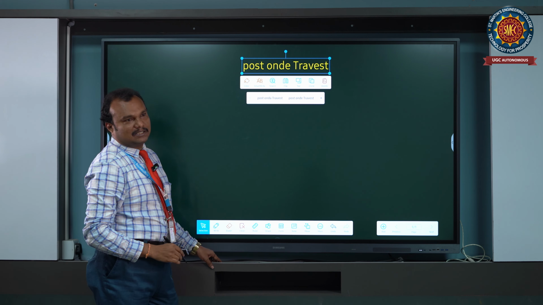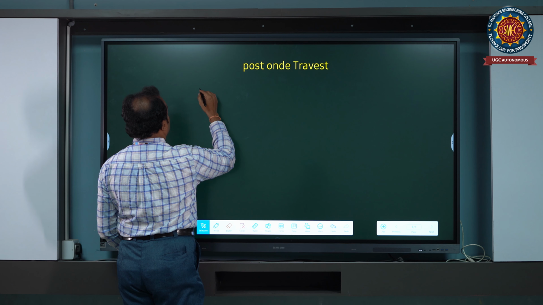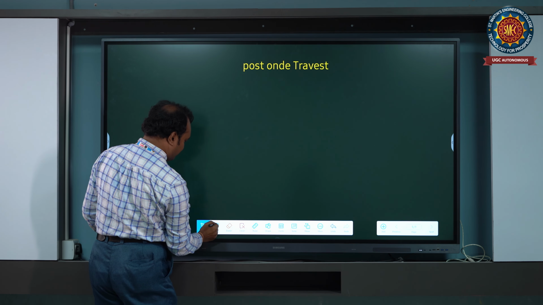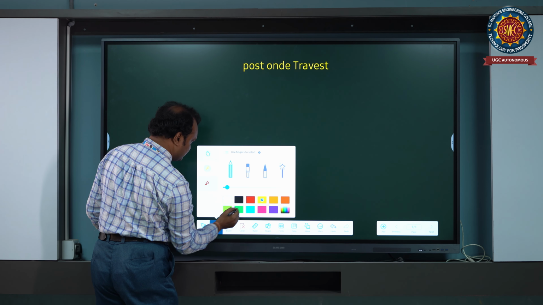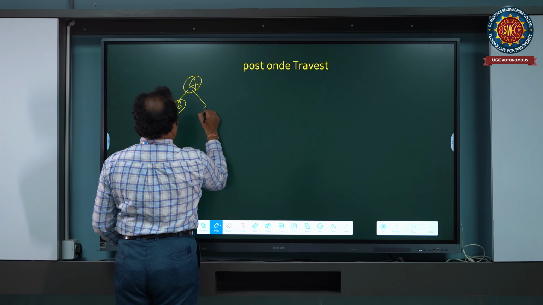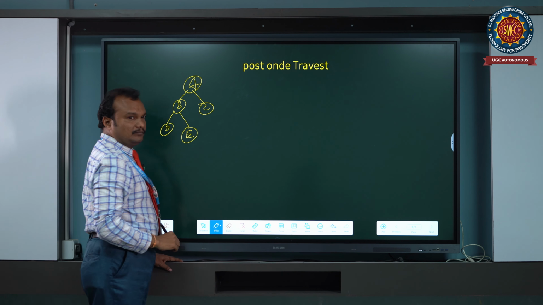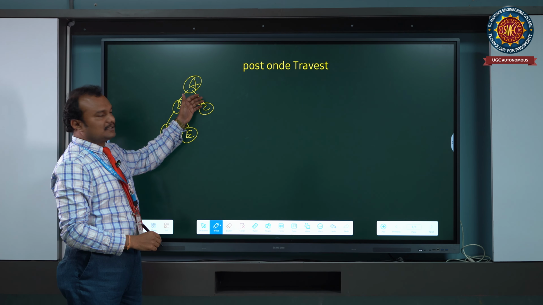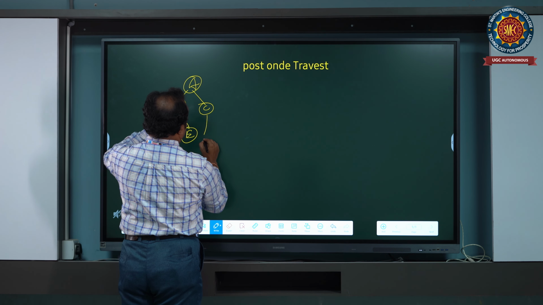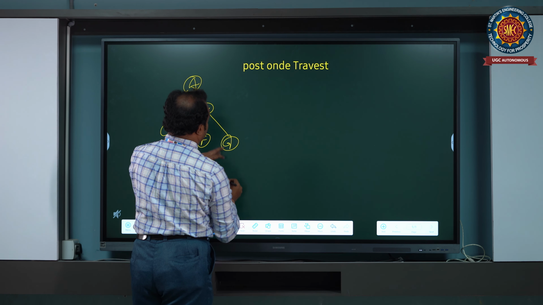So in post-order traversal, if we take any tree with the 5 elements, A, B, C and D followed by E, and now if you want to insert any element in the tree, we will add as a left child to the C, say for example F, and right child will be G.